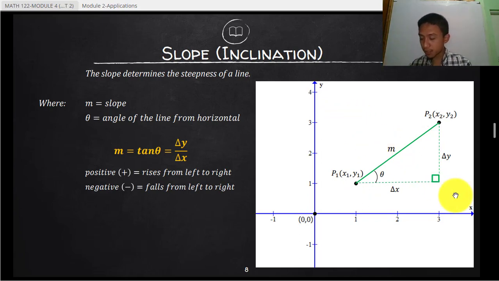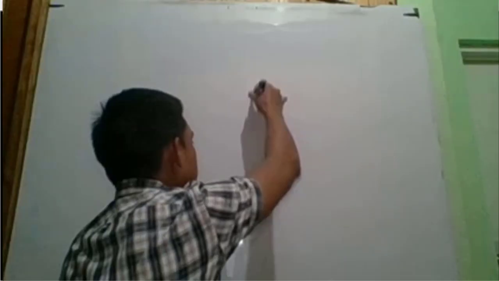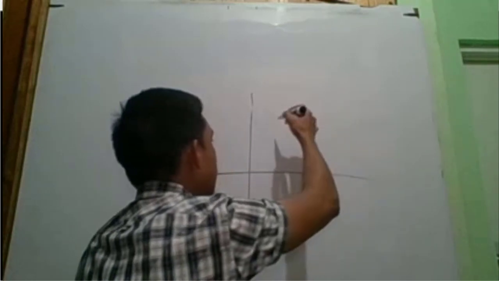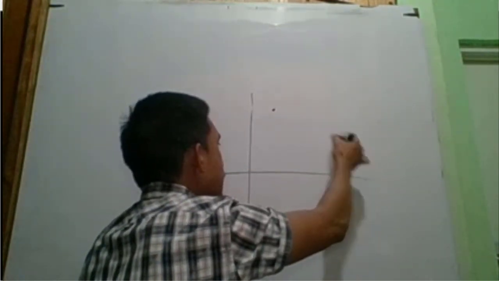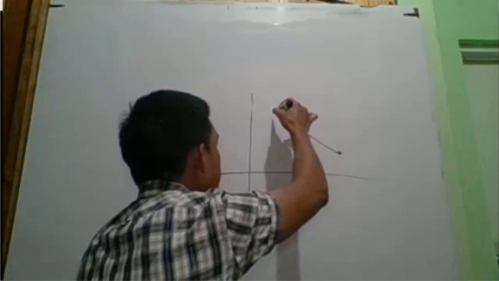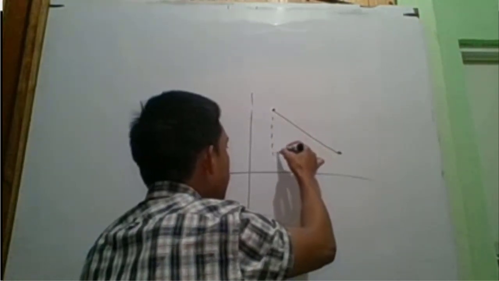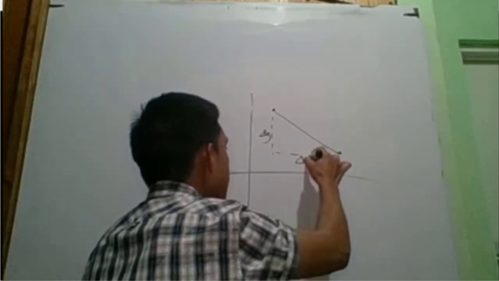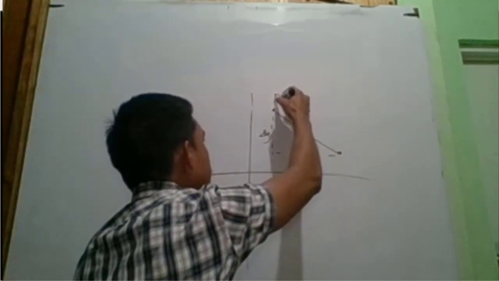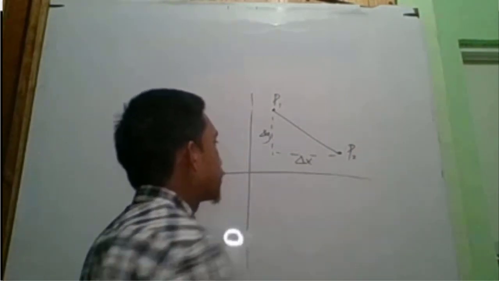I will explain that one here on the board so that we will not ruin our figure there. So let's say we will have a line. The first point is higher than the second point. If you try to connect this, that is your delta y and delta x. So let's say this is point P1, point P2.